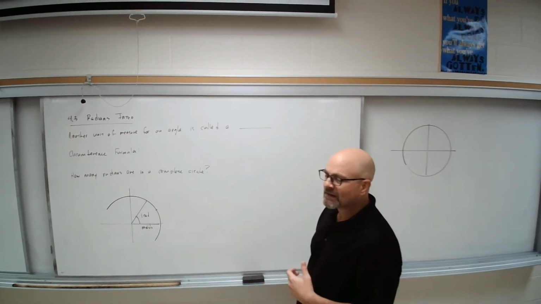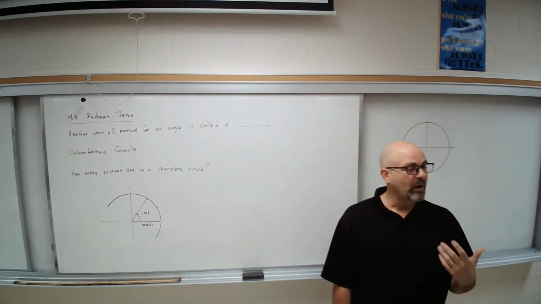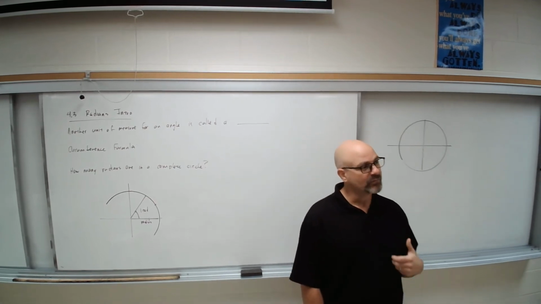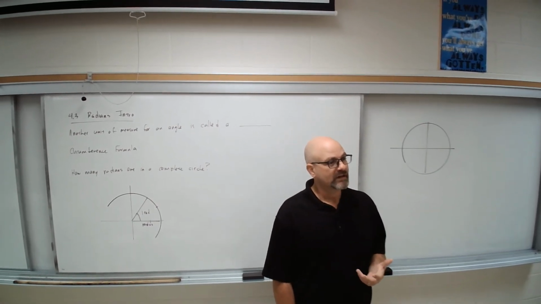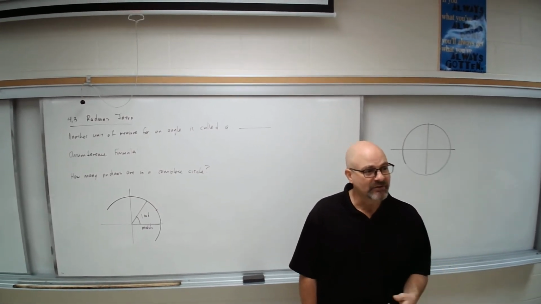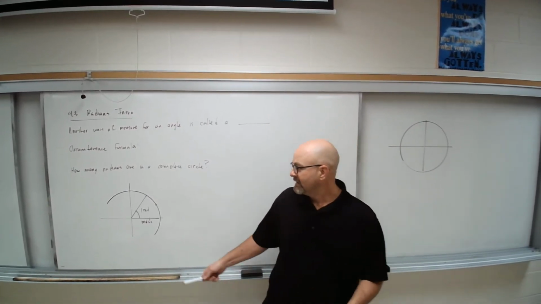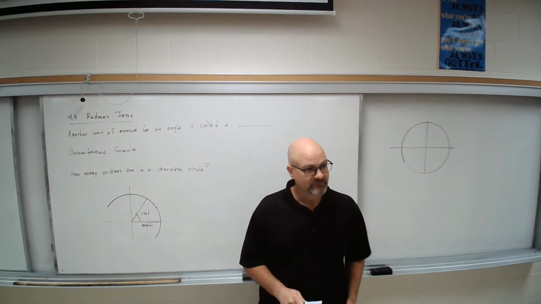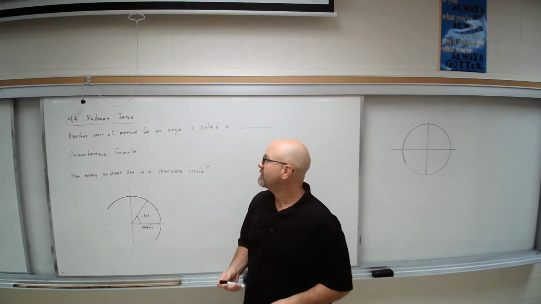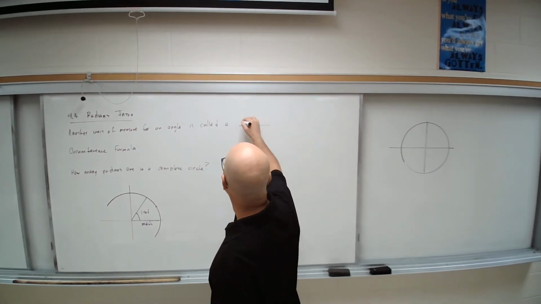Okay, so we really want to talk about radians. And again, this is a way to measure central angles of a circle. So we're still doing trigonometry. We're still talking about the unit circle. We just want a different way to measure this central angle here. Another unit of measure for an angle is called a radian.